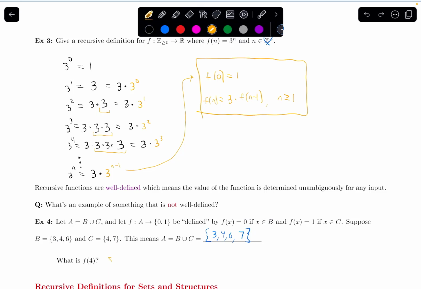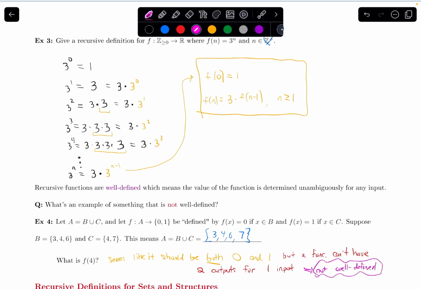Well, it seems like it should be both 0 and 1, but a function cannot have two outputs when you plug in one value. A function can't have two outputs for one input. So this means this is not well defined. It is not well defined because there's a problematic input.